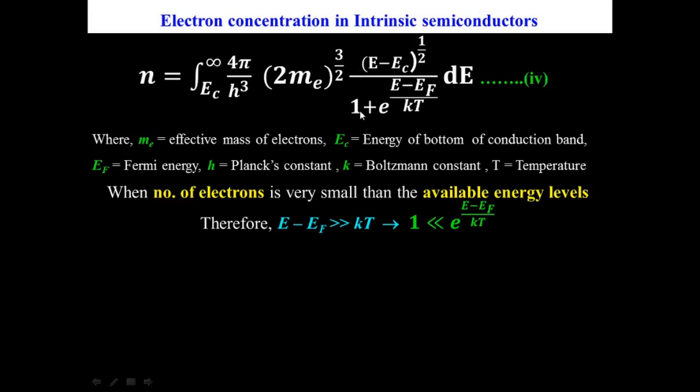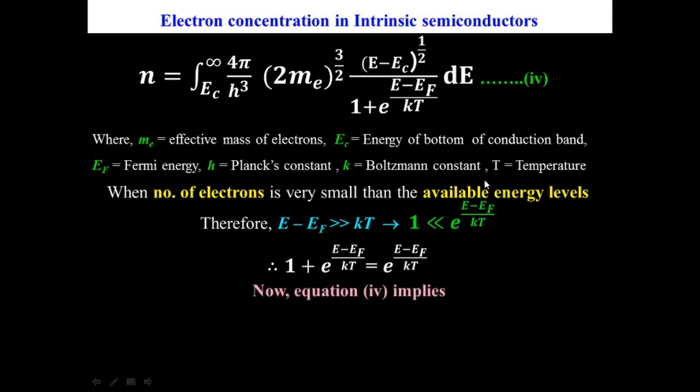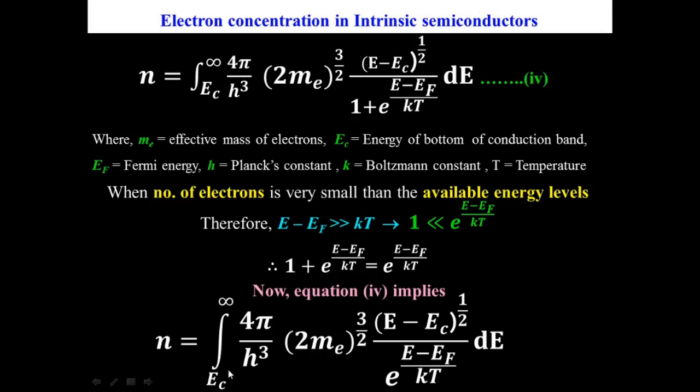We can neglect this 1, so 1 plus e to the power (E minus EF) by kT is approximately equal to e to the power (E minus EF) by kT, since this exponential is very much greater than 1. By approximating this value, we will put this into equation number 4. So equation number 4 implies that n is equal to the integral from EC to infinity of 4 pi over h cubed, (2 me) to the power 3 by 2, where me is the effective mass of the electron, times (E minus EC) to the power half.